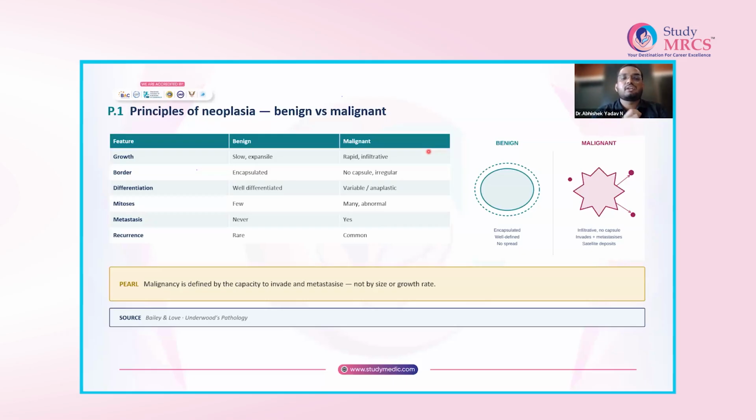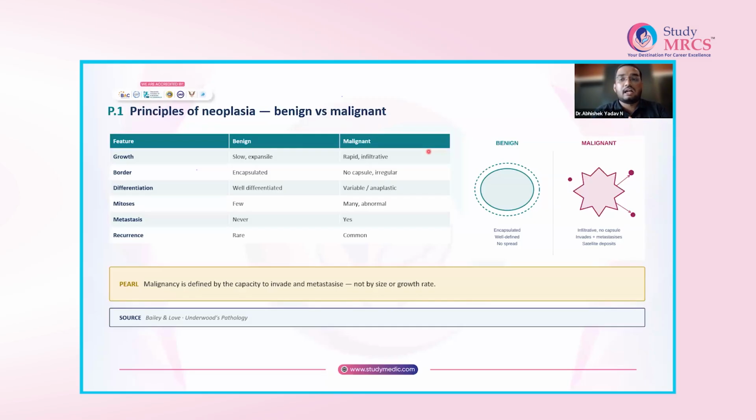For example, if your station describes the pathology in a way that the growth is very slow, expansile in nature, and the tumor is encapsulated. On histopathological examination, the cells are well differentiated. On clinical examination, there is no metastasis, and the rate of recurrence is very rare. All these are features which favor a benign tumor. Then you have to think that we are going to discuss a benign tumor in that particular station.